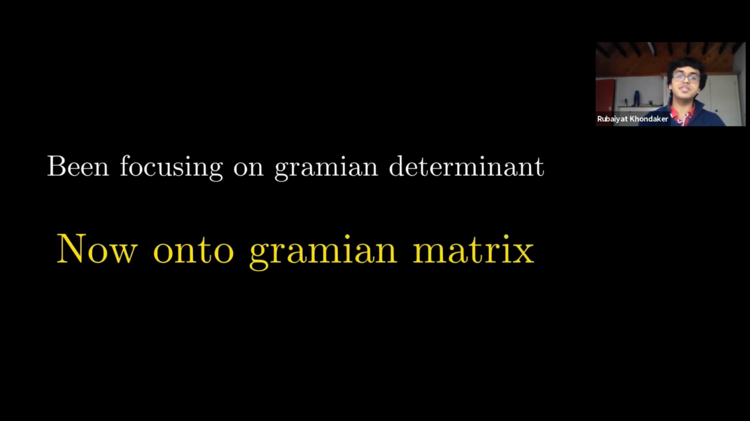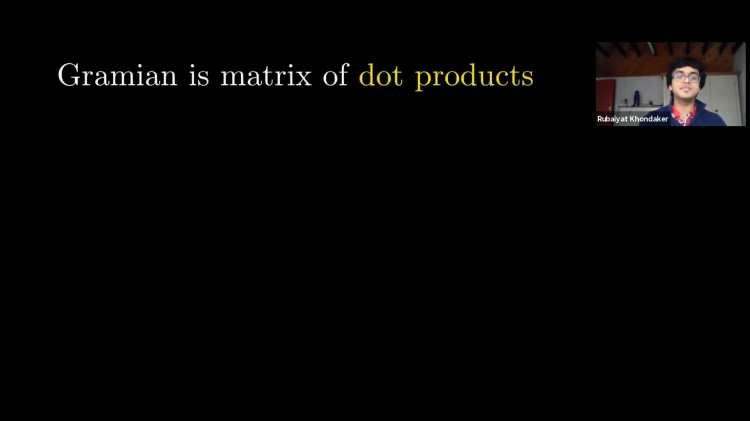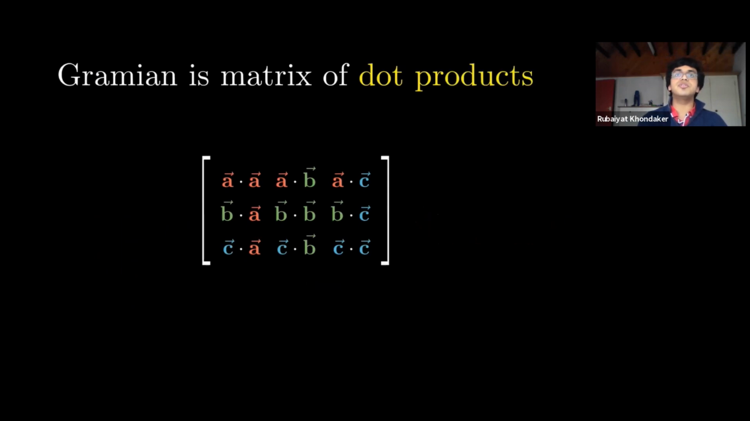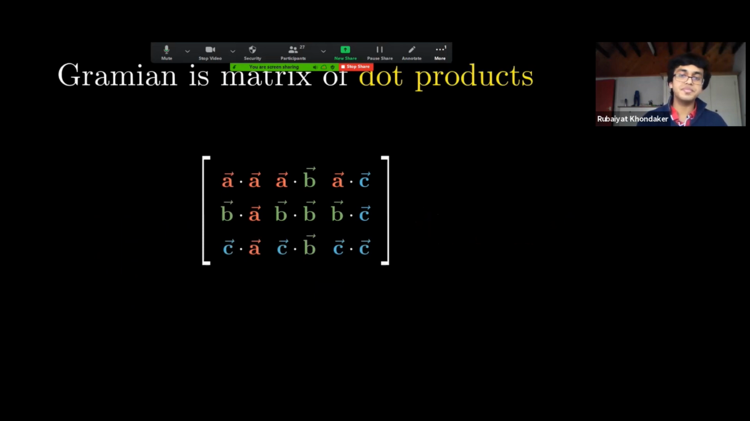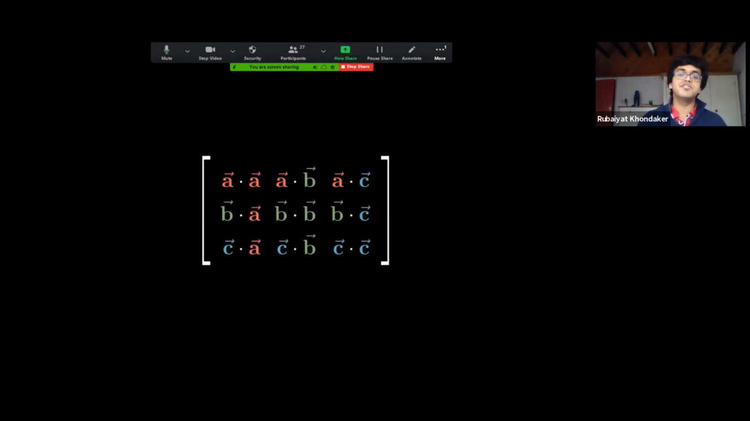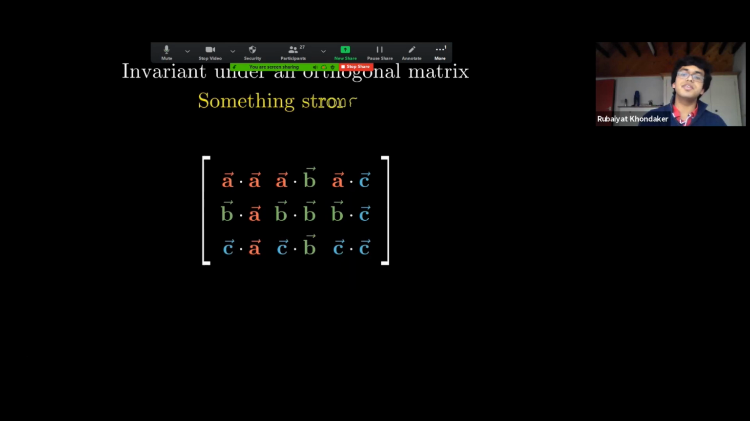All right, so we've been focusing on the Gramian determinant, but now what we're going to do is focus on the matrix itself. What is the Gramian matrix? It's that matrix of dot products. It's what you get when you do U transpose U. So remember, okay, the top left entry was the first vector dotted with the first vector. What you might notice about this matrix is that it's invariant if you apply an orthogonal matrix to A, B, and C, like if you apply a rotation or reflection. Because after all, what does an orthogonal matrix do? It preserves dot products, the entries of the matrix. But actually, it turns out something stronger is true.